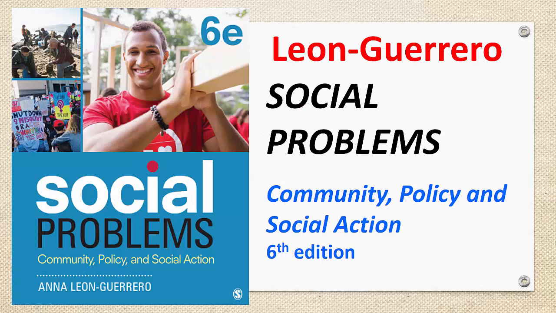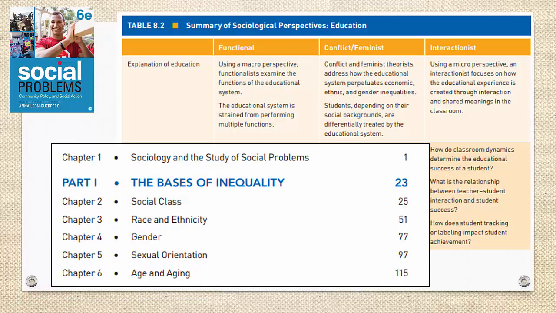Our newest option for social problems is the revision of Ana Leon Guerrero's Social Problems, Community, Policy, and Social Action. As the subtitle suggests, this title focuses on social action, encouraging change at all levels and inspiring students to be a part of it. Some of the hallmark features of Leon Guerrero include its coverage of theory. It presents 4 theoretical perspectives for each social problem: functionalist, conflict, interactionist, and feminist. It also includes 5 chapters at the beginning of the book that focus on the basics of social inequality.